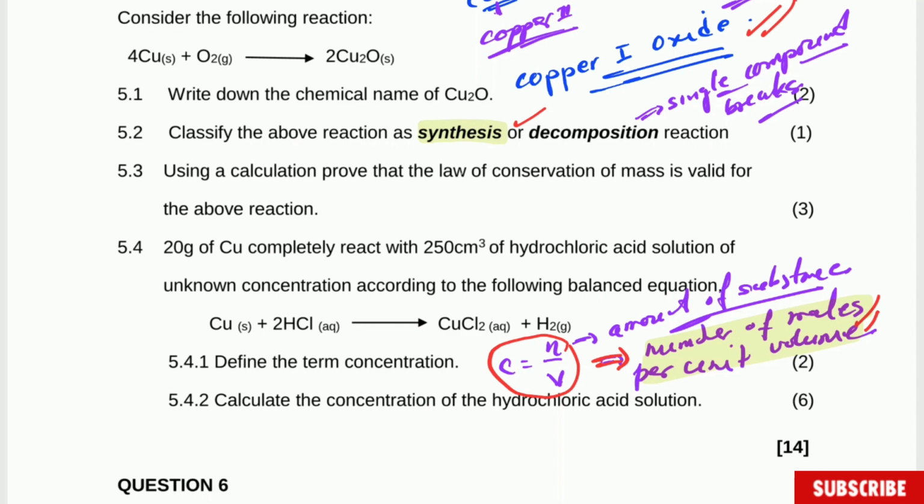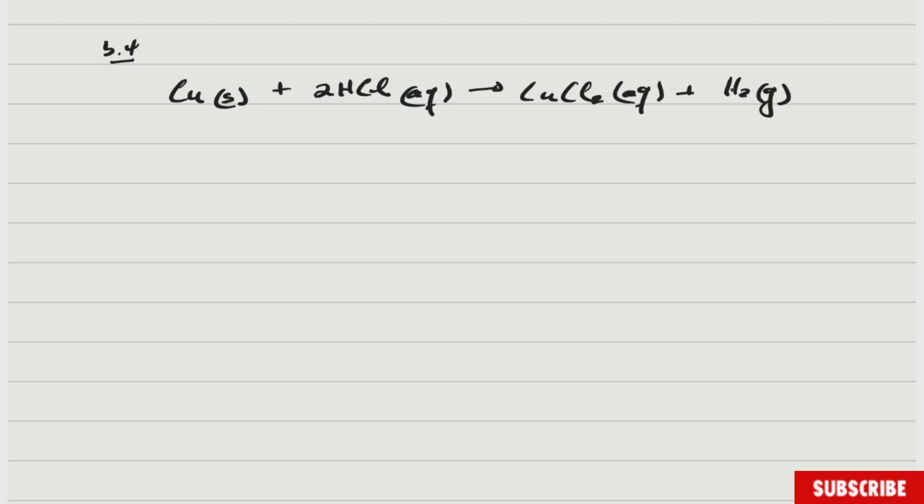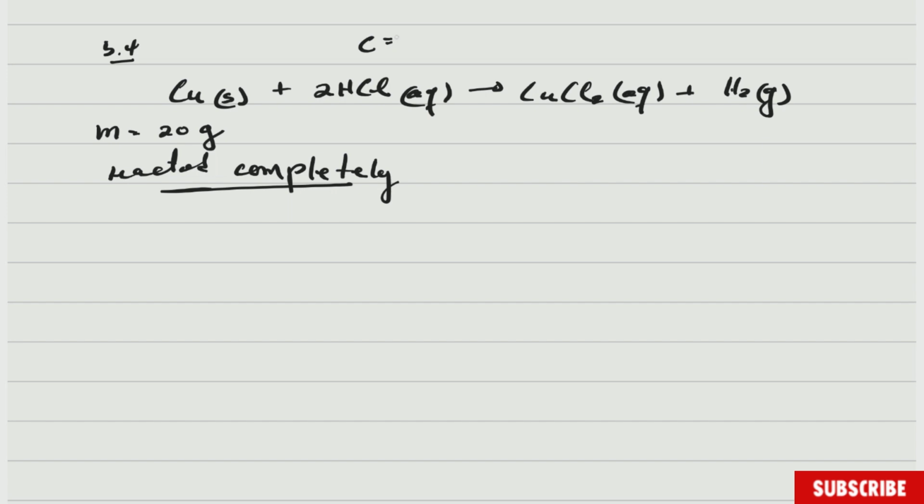Calculate the concentration of hydrochloric acid solution. Okay, so to answer this question, this is the reaction. Let's write what we have. We know that the mass of copper is equal to 20 grams, all right? And it reacts completely. That is important. It reacted completely. They want to know what is the concentration of the hydrochloric acid.